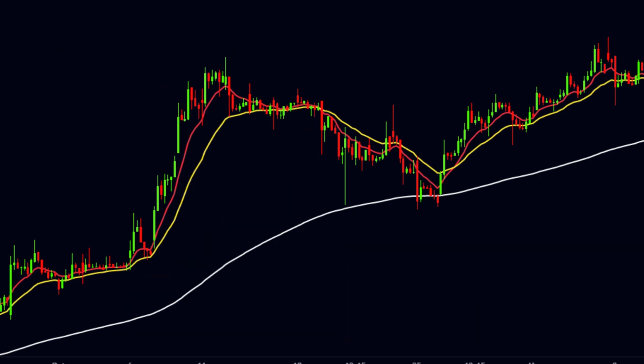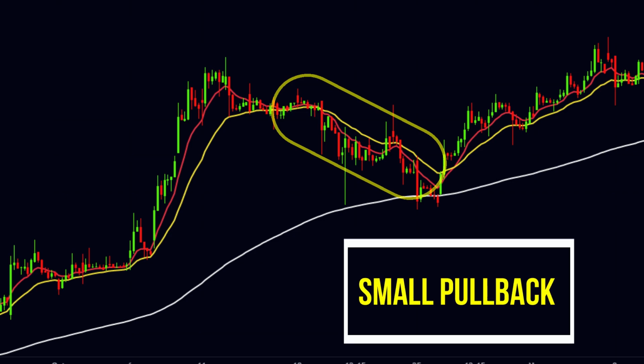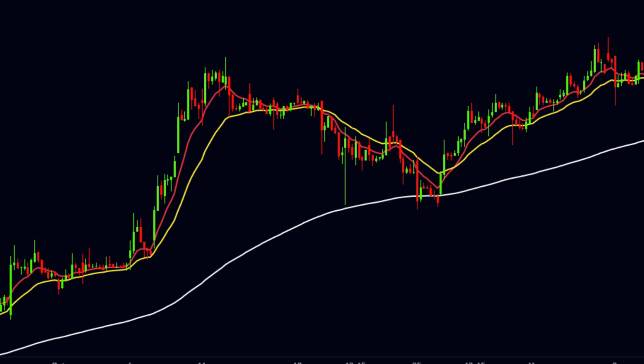Now the second step is to look for a small pullback. Here the price is below the 9 EMA and 21 EMA, so it is a small pullback. Now wait till the price takes support at the moving average. Here the price is taking support over the 150 EMA, so plot a short trend line over the pullback. Now see at which candle the price crosses over the trend line. Here the price crosses over the short trend line, so we will buy at this candle.